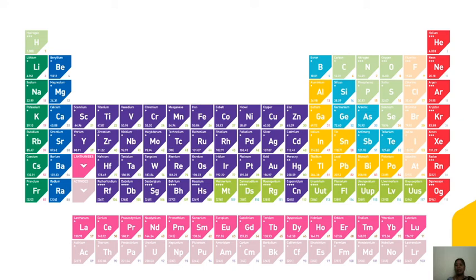The last element is oganesson. It is indicated by the symbol Og. It also belongs to the family of inert gases. That is nothing but the zero group elements.